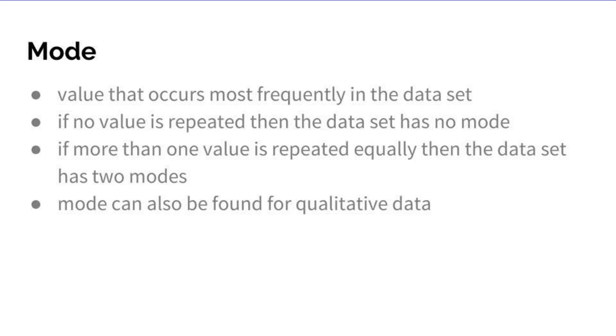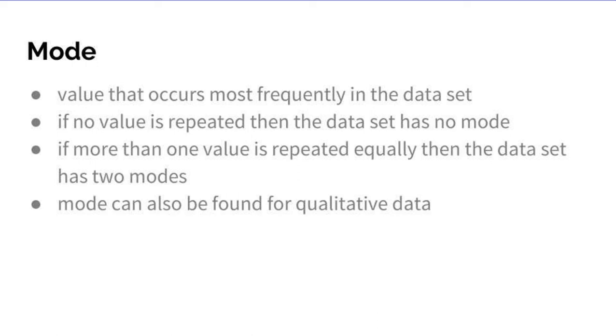Then we have another thing that you should know, which is mode. And mode is just the most frequently repeated number or value in your data set. If there's nothing that's repeated, then we say there's no mode. If you have something that's repeated the same number of times, so if there's 4 7s and 4 12s in your set of data, then you can have 2 modes. 7 and 12 would be your modes.